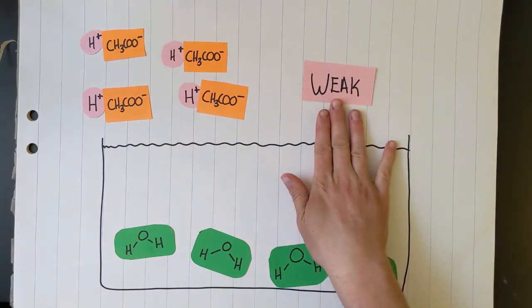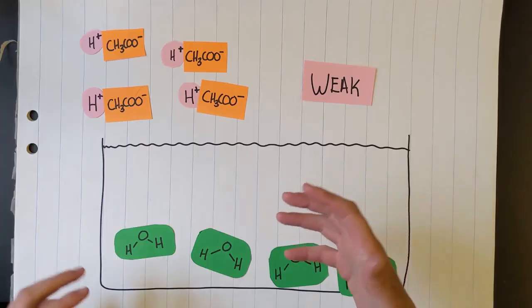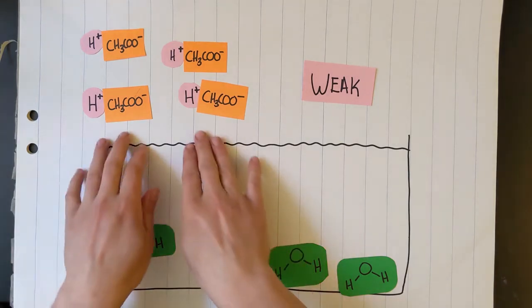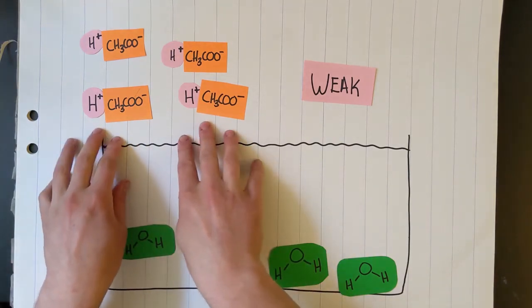Now, what about a weak acid? Acetic acid is a weak acid. It's the active component of vinegar. And the thing that makes it weak isn't that there's necessarily less of the original acid, but it's that when it's added to water, not all of these acetic acid molecules are going to react to produce hydronium.